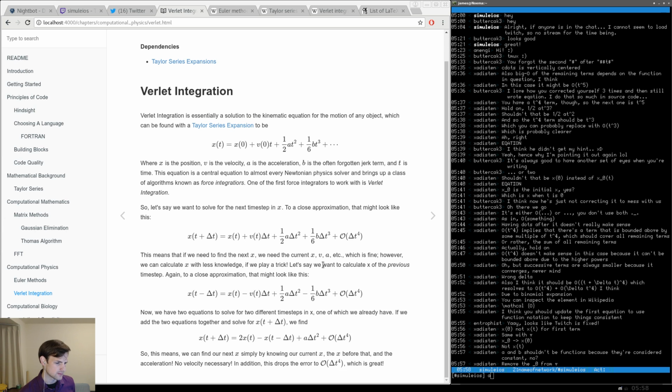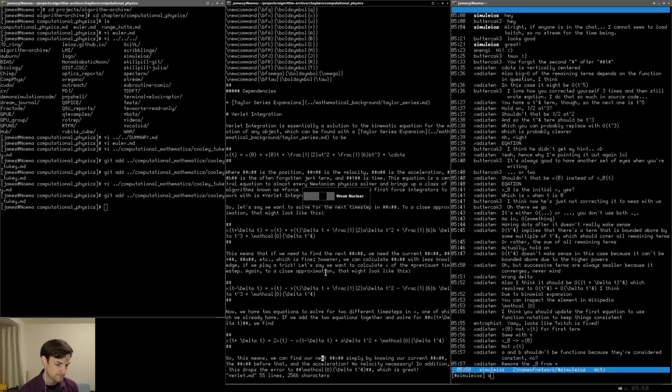Where x is position, fine. This means that if we need to find the next x, we need the current x, v, a, etc., which is fine. However, we can calculate x with less knowledge if we play a trick. Let's say that we want to calculate x of the previous time step. Here it is up here.